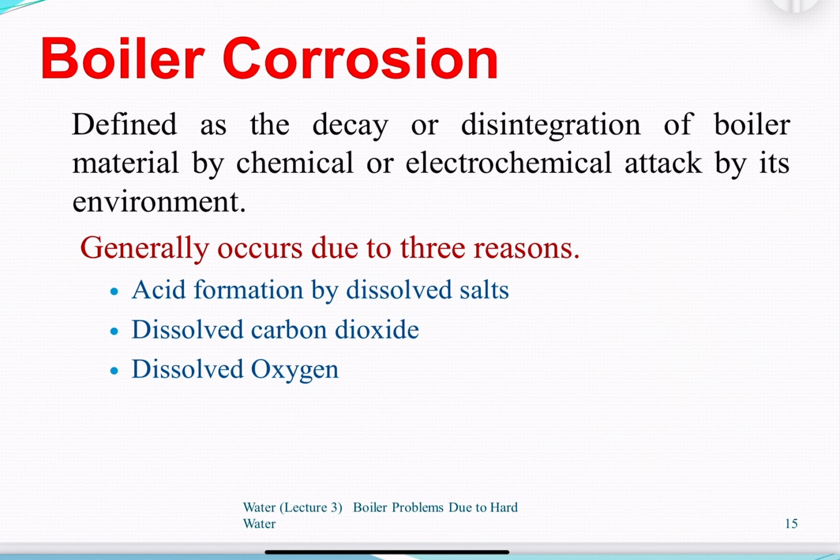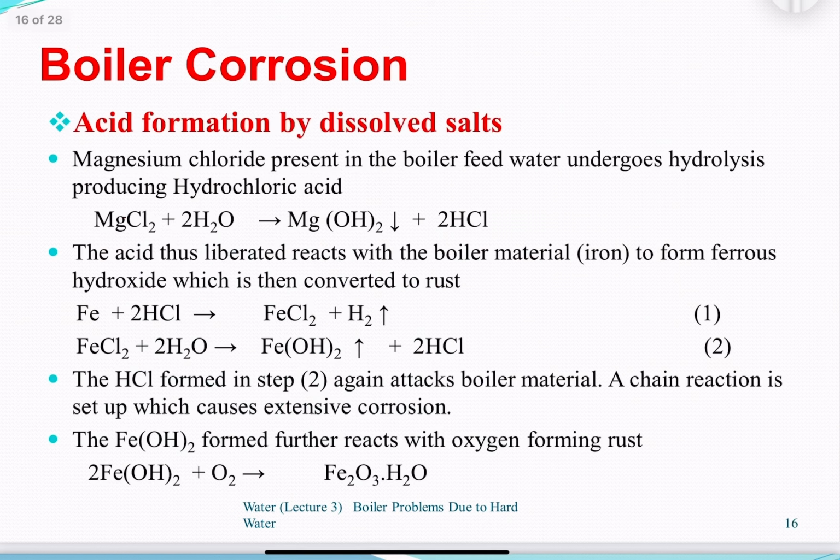First is acid formation by dissolved salts. Second is dissolved carbon dioxide, which is present in water or which is formed due to salts which are present in hard water. And third is due to dissolved oxygen. So the first two are due to salts in hard water, and the third is oxygen, which is always present in water. So let us take them one by one.